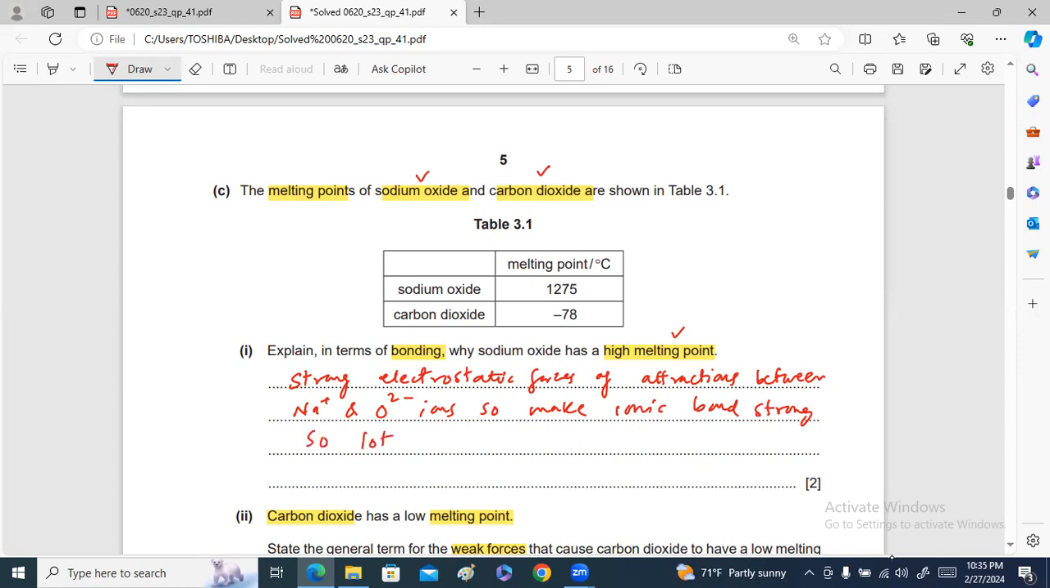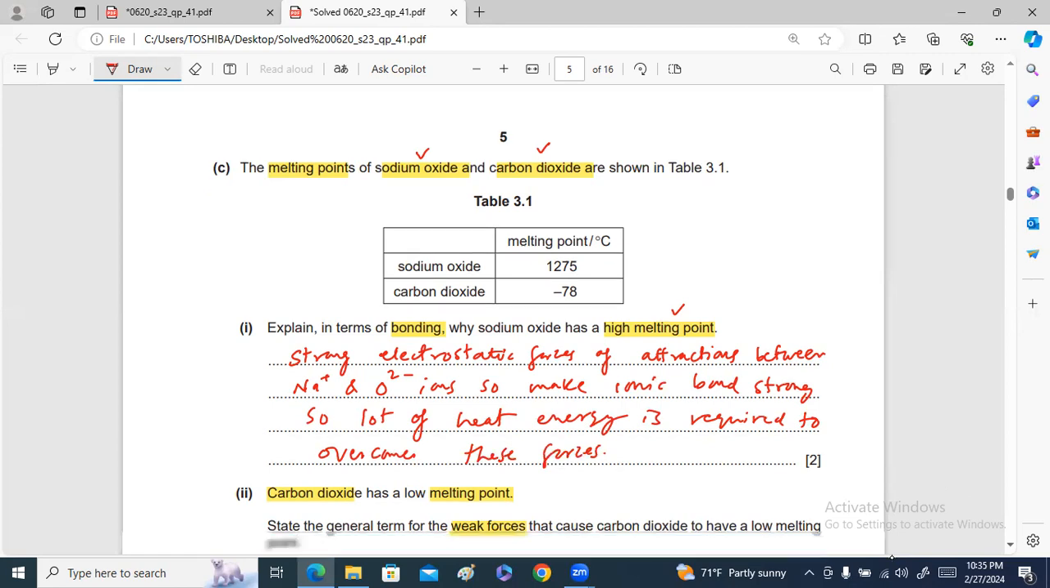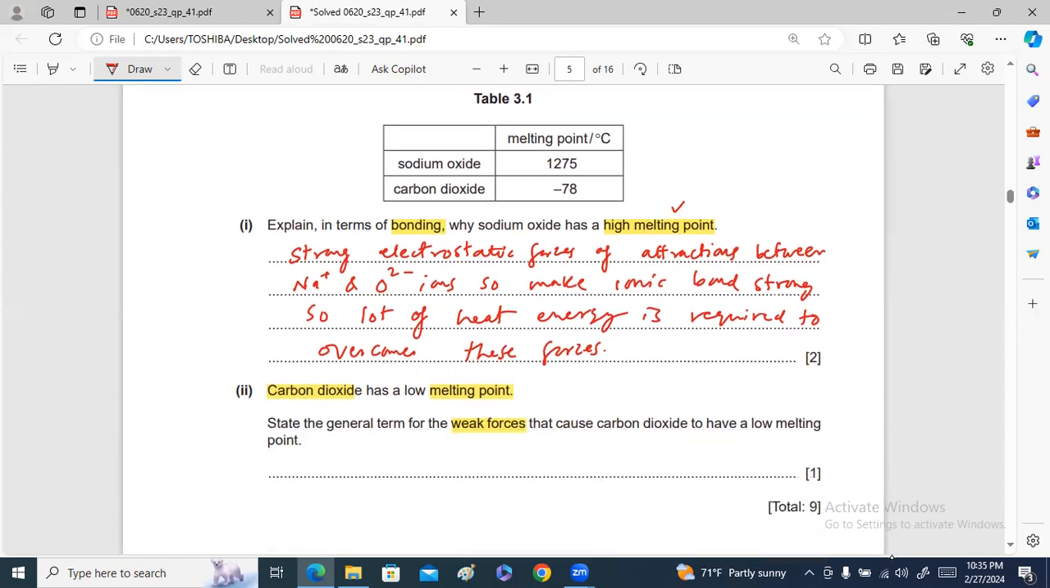So a lot of heat energy is required to overcome these forces. So whenever you have to explain the melting and the boiling point of different substances, just look at the structure of that substance. Sodium oxide is ionic compound, and the electrostatic forces of attraction are present between the oppositely charged ions. So if you want to separate those ions, we'll require much more heat energy. So that's why sodium oxide has a higher melting point.